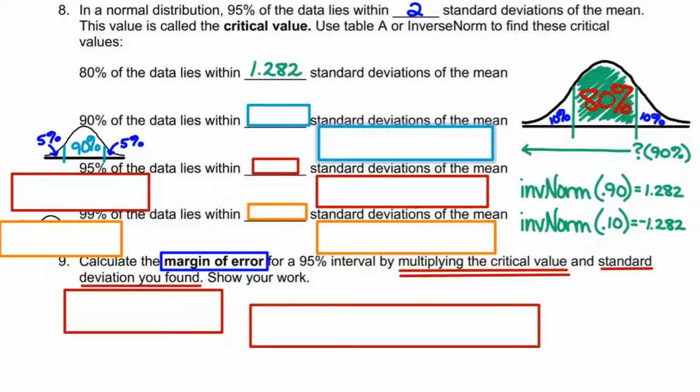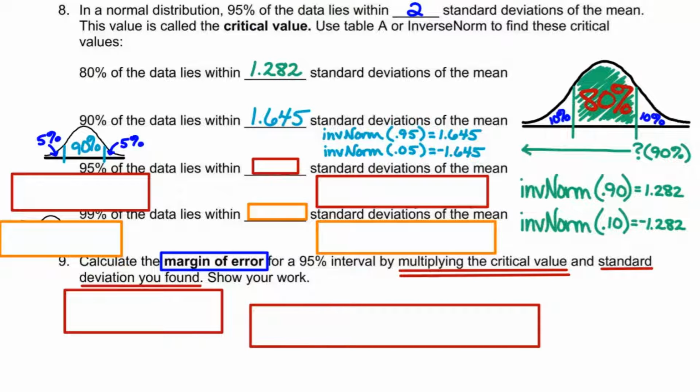So inverse normal of 0.05 or inverse normal of 0.95. Those should give you the exact same thing. What are you getting? And we're going to write down the critical value. No, you're absolutely right. If you do 0.05, you get negative 1.645. Yep, so the critical value is 1.645 or 1.65.